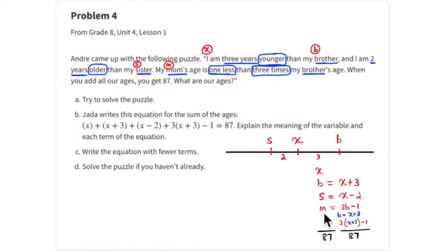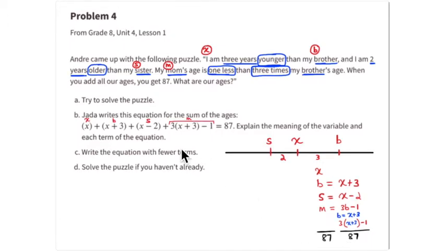So if we use different variables, x plus b plus s plus m, that adds to 87. But then we rewrite everything in terms of x. That has to also add to 87. And Jada's equation up here matches what we wrote here. Here's Andre's age, the brother's age, x plus 3, the sister's age, x minus 2. We're going to change this to adding a negative 2 in just a moment. And then the mom's age is 1 less than 3 times the brother's age. And remember, the brother's age is x plus 3.